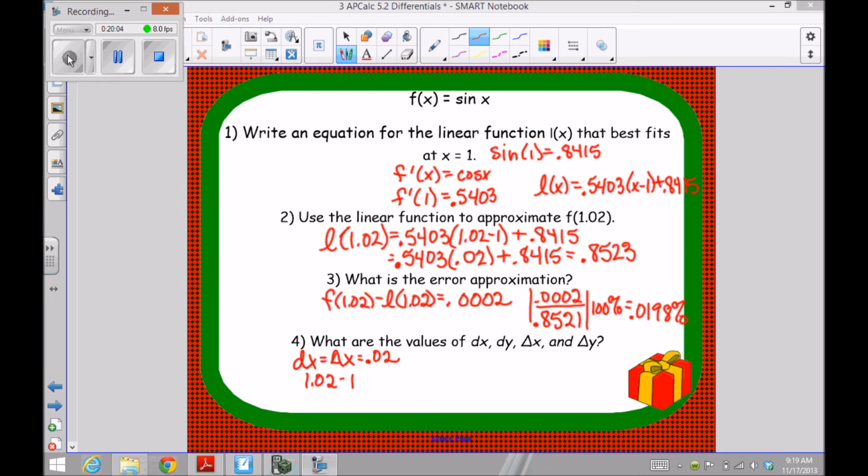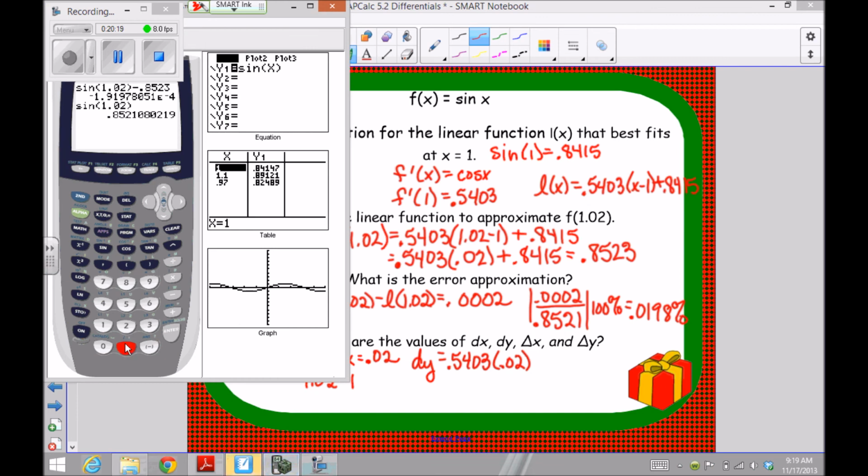And so your dy is 0.5403 times your 0.02, which, grab my calculator here, 0.5403 times 0.02 is 0.010806.